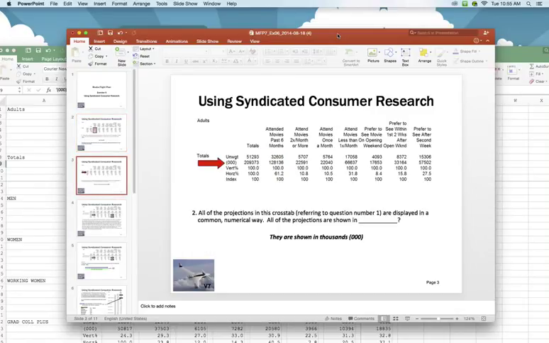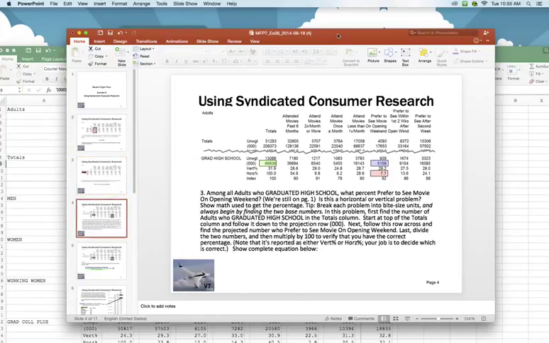But then they also say projections in this crosstab, referencing question 1, are displayed in a common numerical way, and they're shown in thousands. So again, that's all that's saying. You could work with it in Excel if you would like. It's usually not worth it. If you're really interested in it and you want to get the final product, that's something you would promote at the very end of what you would be displaying to a client, to consumers, to an ad agency, that kind of thing.